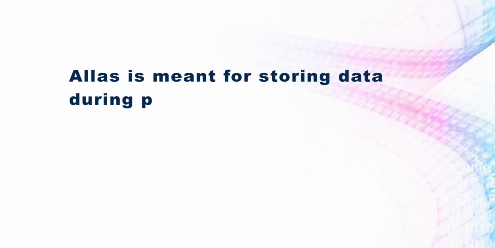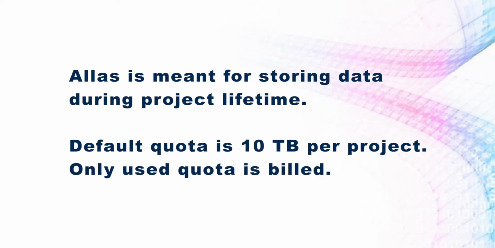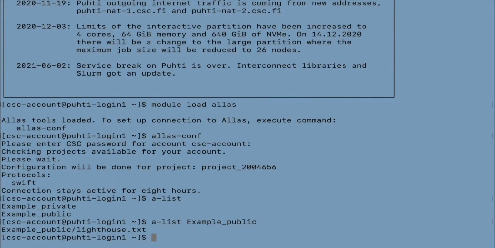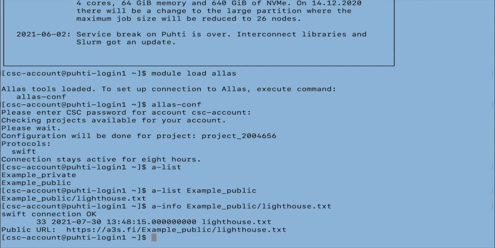Allas is meant for storing data during project lifetime. Default quota is 10 terabytes per project. Only used quota is billed. See information of a file with a-info bucket/file. If the file is in a public bucket, it shows you the URL to that file.